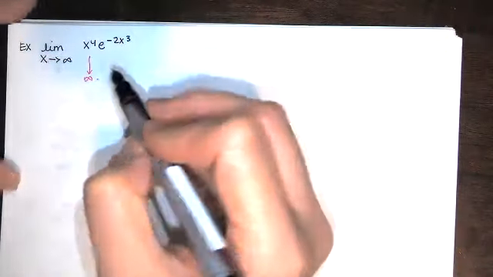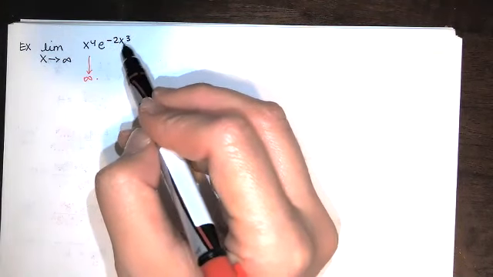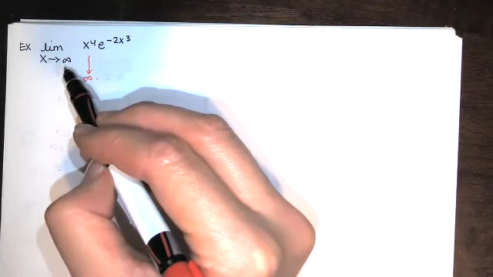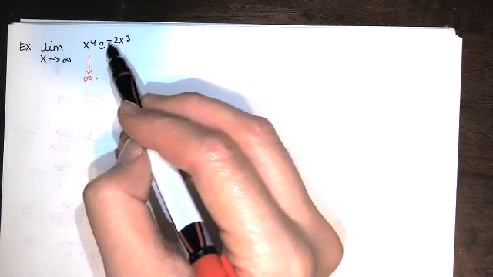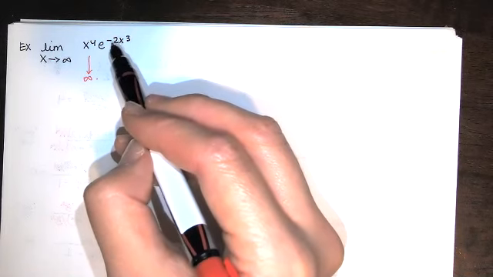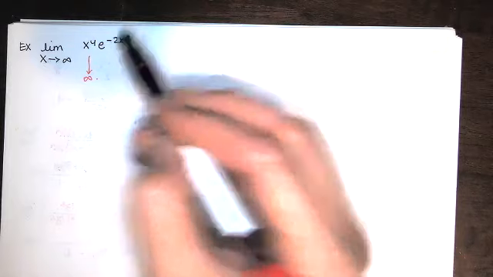Let's say we've got this. We have the limit as x goes to infinity of x to the 4th times e to the negative 2x cubed. Well, as x goes to infinity, x to the 4th, of course, goes to infinity. And this is e to the negative 2x cubed. So if x is a very large number, x cubed is even larger, and then if I multiply it by negative 2, that's a very large negative number. So this is e to a very large negative number.